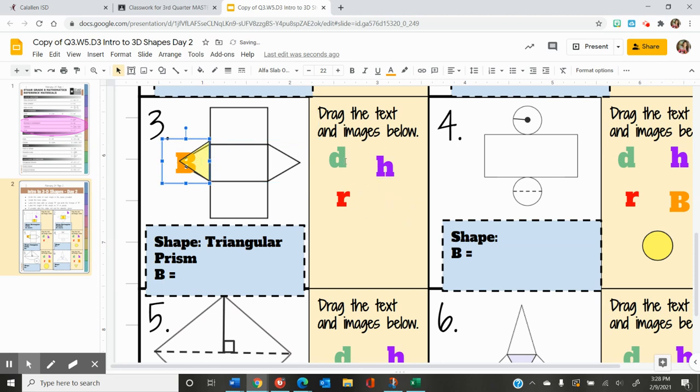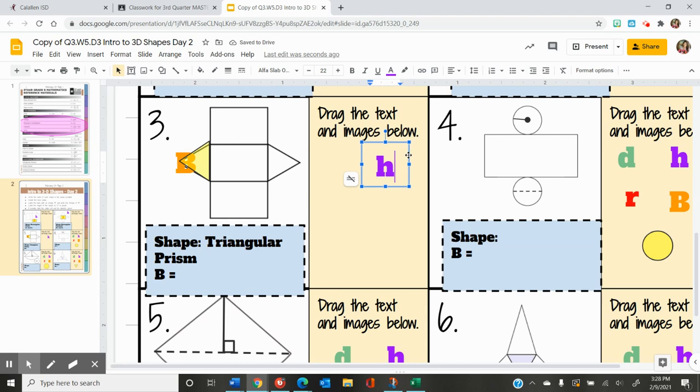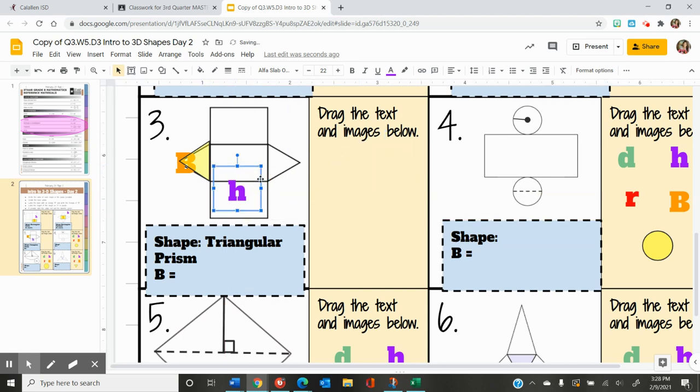Now going over here, again, I don't have a diameter or a radius because my base shape is not a circle. Now when it comes to the height of my prism, it's going to be this side right here. If I were to do this point right here, this is just the height of my base shape. I want to know the overall height of my 3D image, which is going to be right here.